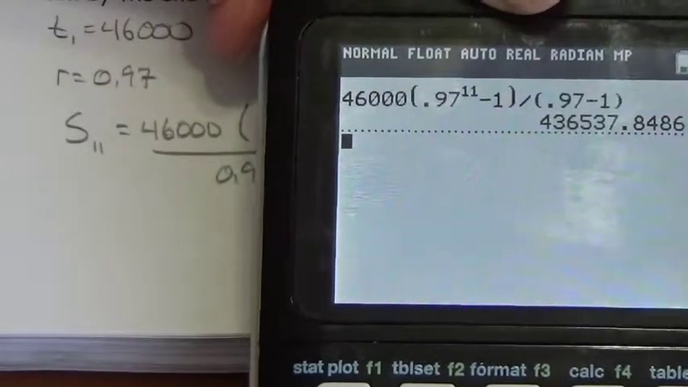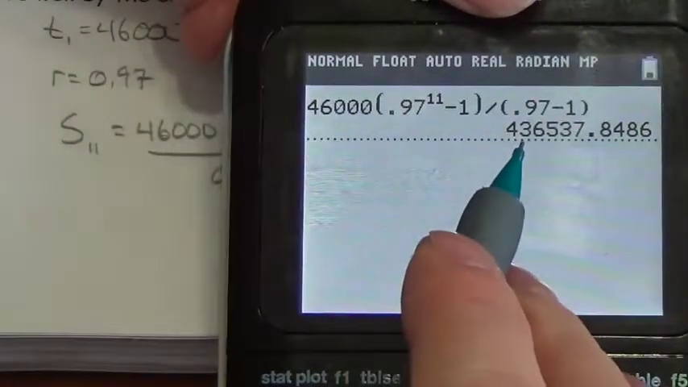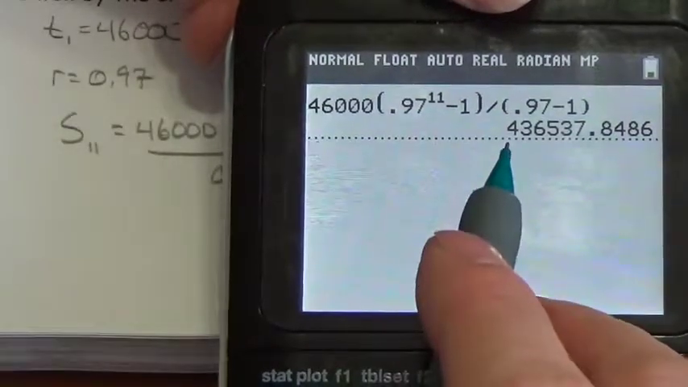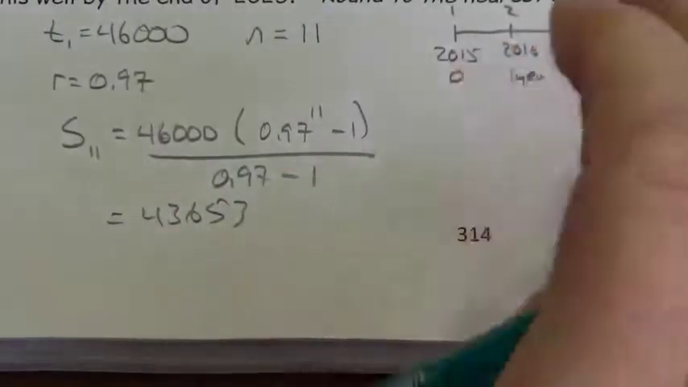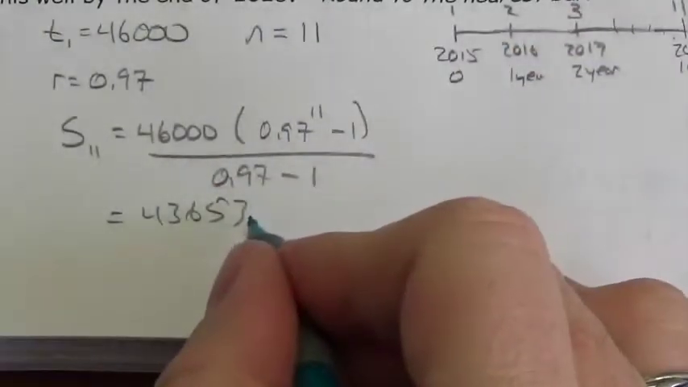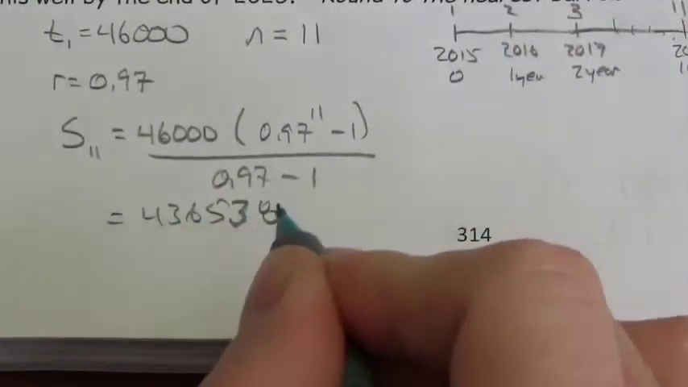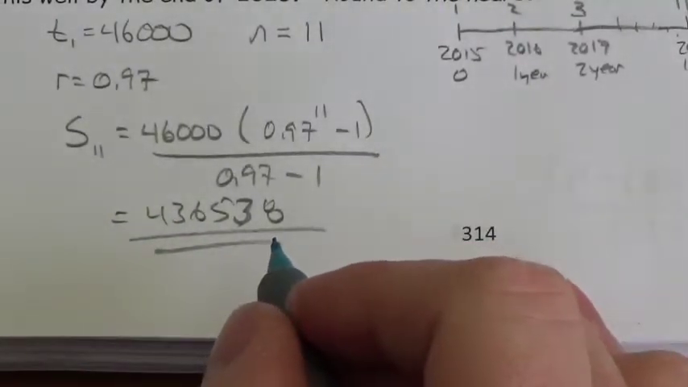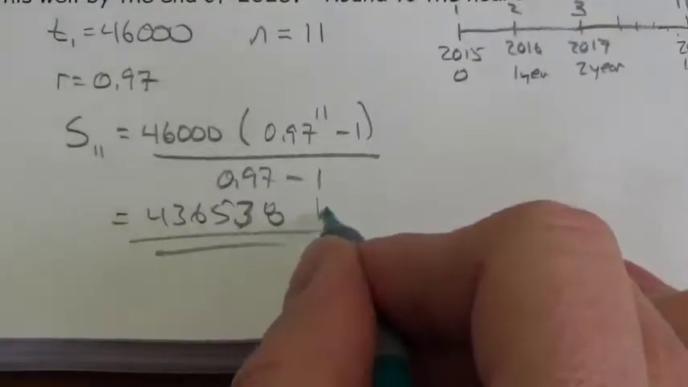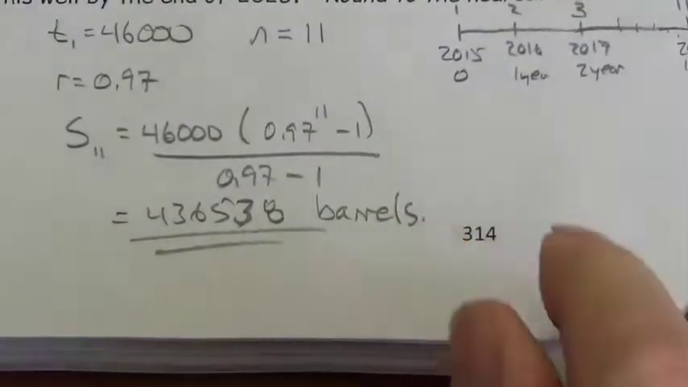Press enter, and we're seeing 436,530. Now it says 7.8, but the question says round to the nearest barrel. So 436,538 barrels. Okay, and there you go.